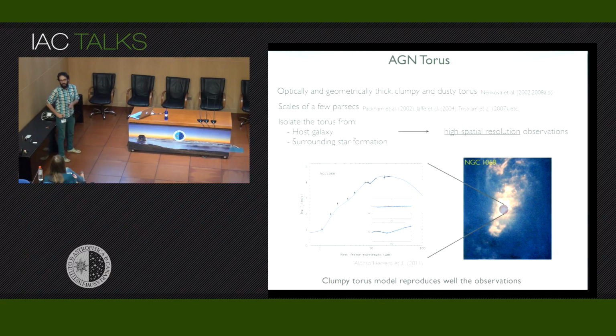Using the BayesClumpy with the clumpy torus model by Nenkova et al., we can see that the clumpy torus model reproduces the observations well. But this is in the total flux, and we don't have anything in the polarized SED of the torus. So is the torus polarized? If it's polarized, where does the polarization come from?